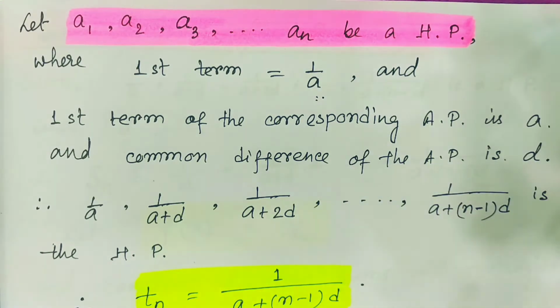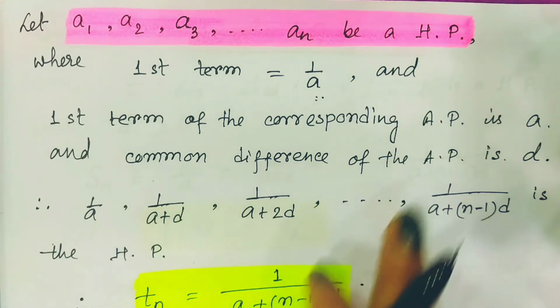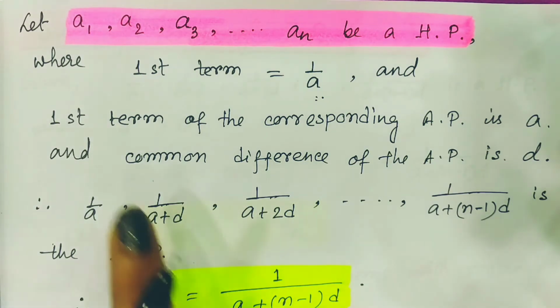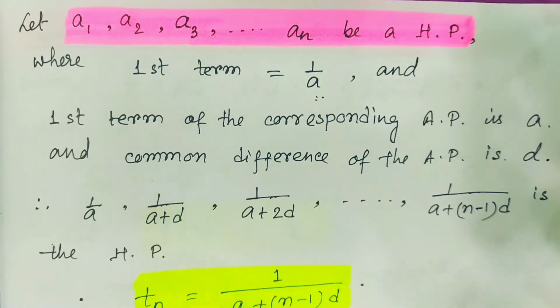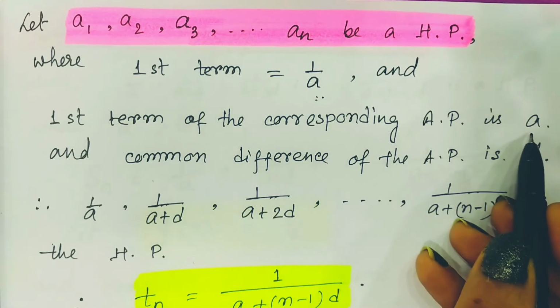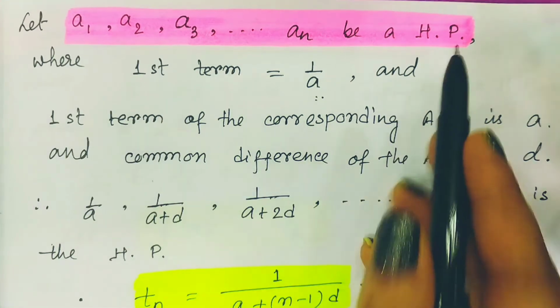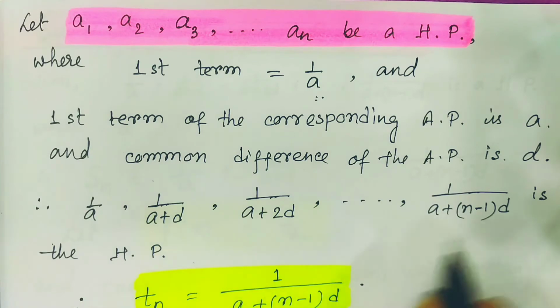We know, for any HP sequence, we at first consider its corresponding arithmetic progression. After that, we find the first term and the common difference of that AP, and in that light we calculate everything corresponding to the AP, and finally we take the reverse of that to get the corresponding answer for the HP. So for the AP, A is the first term and D is the common difference. In that light, the expression can be written in this way. So this one is our HP sequence.